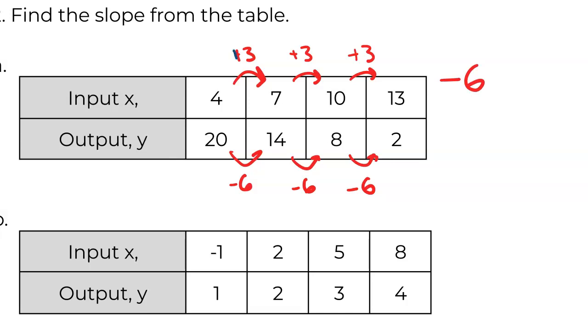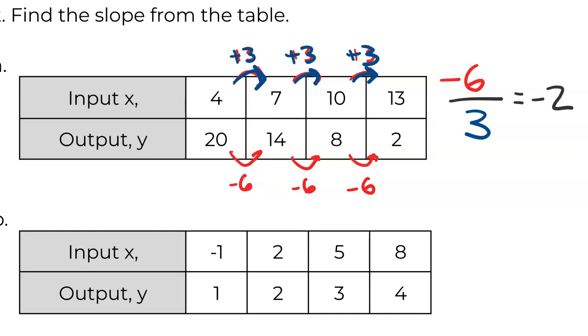I should be consistent and put all these in blue since we're talking about change in x's. So our change in x, we're going up 3 each time. So I could put a positive 3 underneath here. Y is always on the top. So again, this is something we want to try to simplify. Negative 6 divided by 3 is going to give us a whole number. It'll give us negative 2. And it should be negative because our outputs are going down.